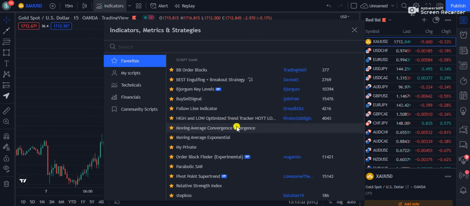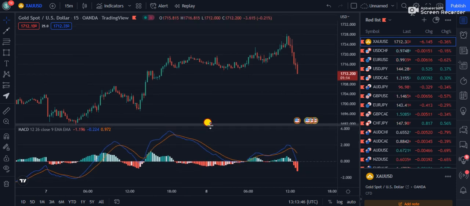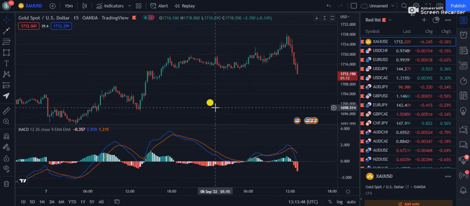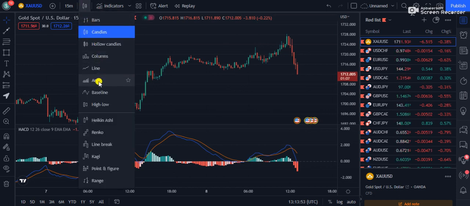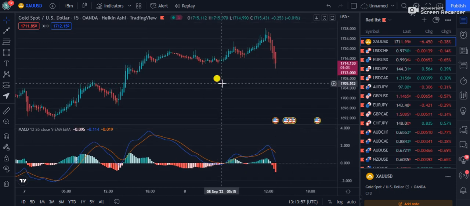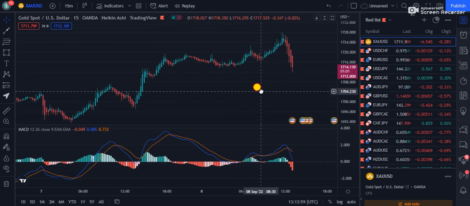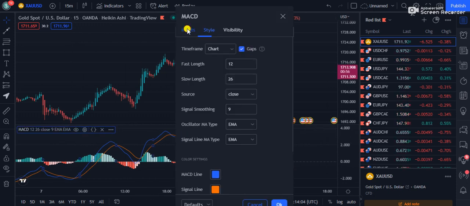So the first indicator that we are going to use is the Moving Average Convergence Divergence, right? This is called MACD. You need to use this simple one, and this is how it should look on your screen. The second thing that you are going to do is change your candles to Heikin Ashi, because we want some sort of confirmation as well, right? So the two things are ready, and guys, please note that these are the original settings.